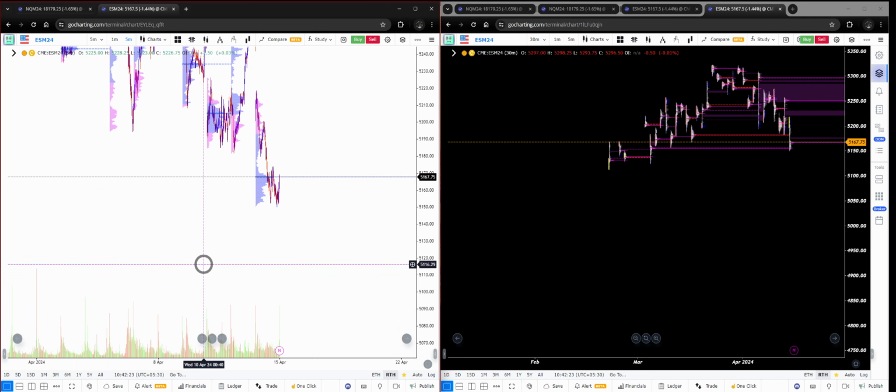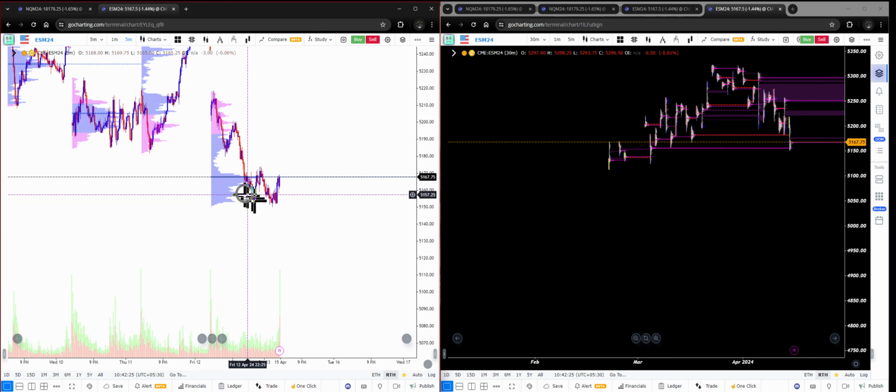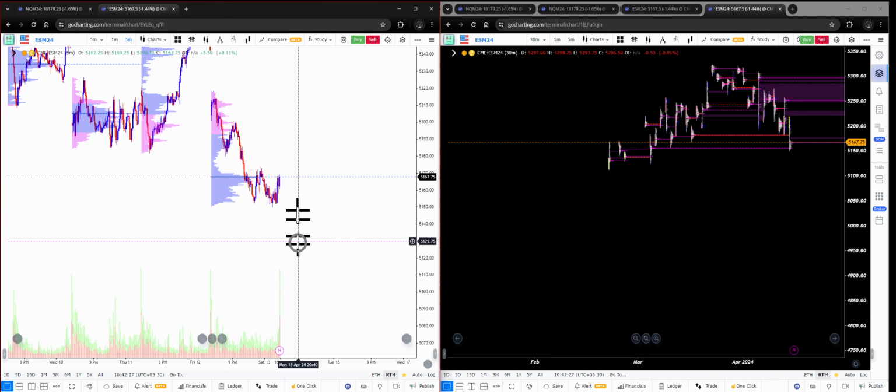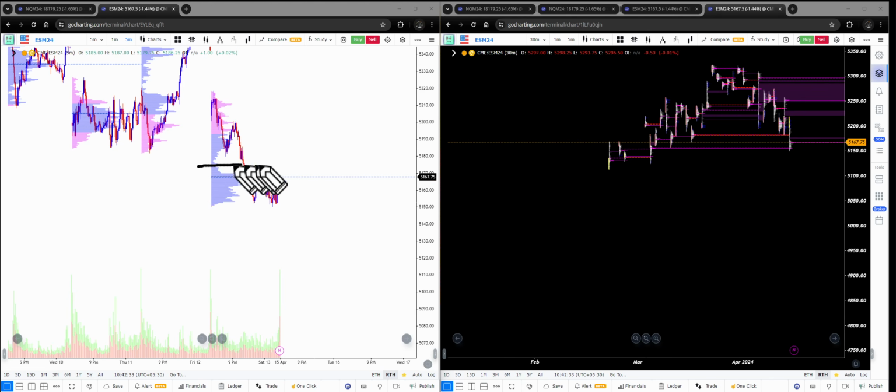Again, the same rules apply here as well. If we open in this zone or below this zone, we will target that 5130. If we open here and you see a lot of volume or value getting developed here, and the market is not able to breach this, and we do not break this zone in the first half an hour, what we can do is a fade trade to the other side of this zone.